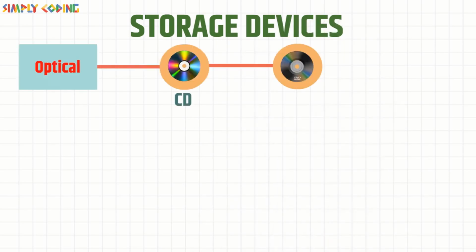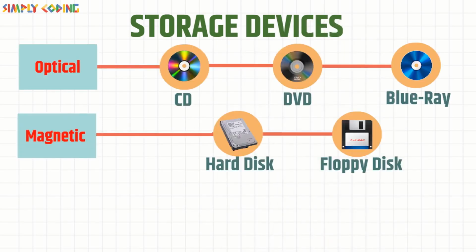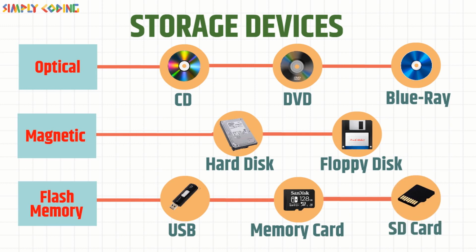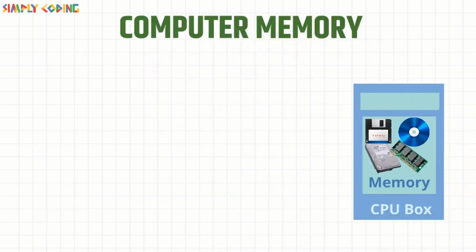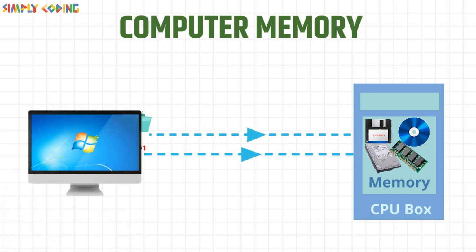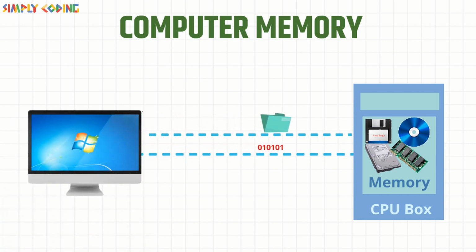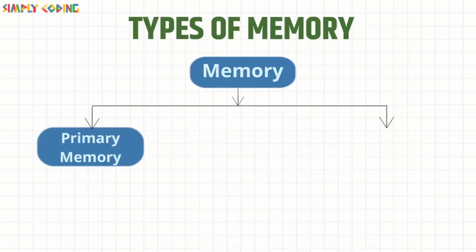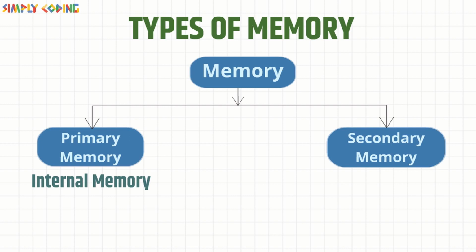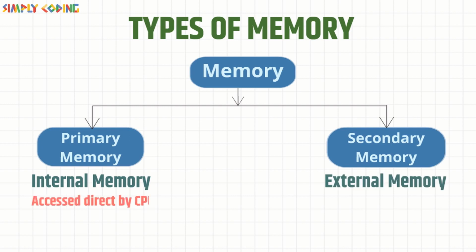Hello, in this video we are going to learn about external memory or storage devices. Computer memory is the storage area of the computer. It is any kind of hardware which stores data and instructions for the computer. They are classified into two types, primary or internal memory and secondary or external memory. While the primary memory is accessed directly by CPU, secondary memory is backup memory used for long-term storage of data.